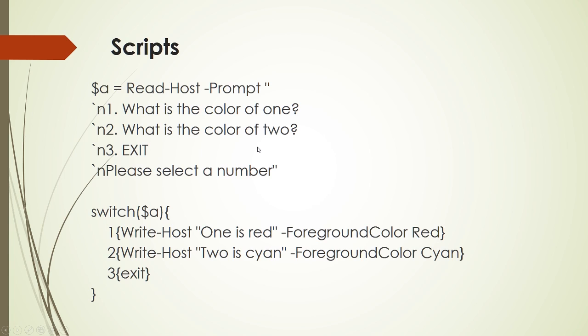The third script is to interact with the user and give the user three choices. The computer will prompt the user with three choices, such as what is the color of one, what is the color of two, and the third choice is exit. And the computer will, depending on the user's choice, write something different.